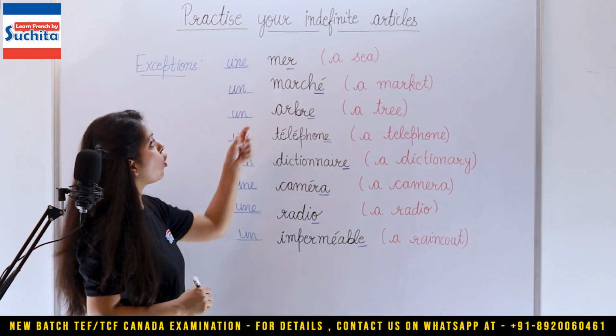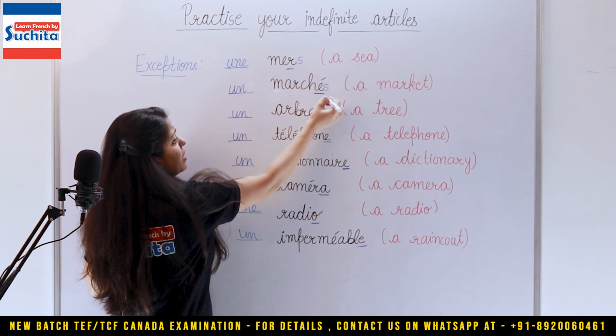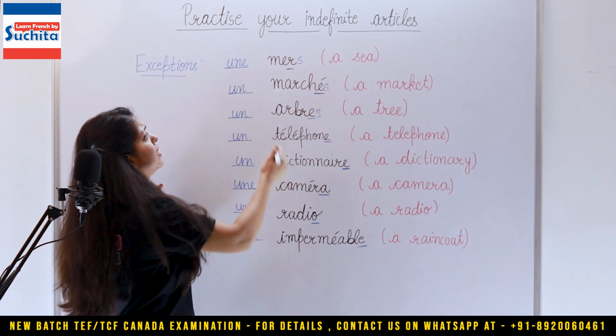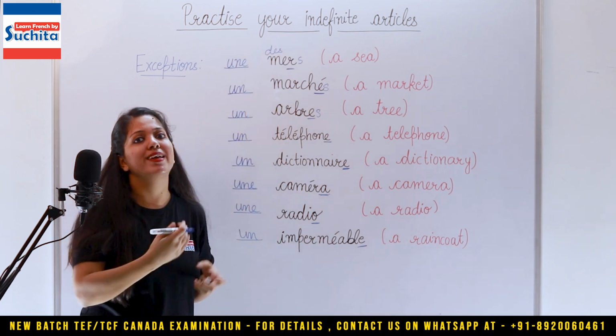And if I make all of them plural, let's say I add an S, I make all of them plural, then you do not have to care whether it is masculine or feminine. Then irrespective of that, you always put des: des mers or des marchés or des arbres.